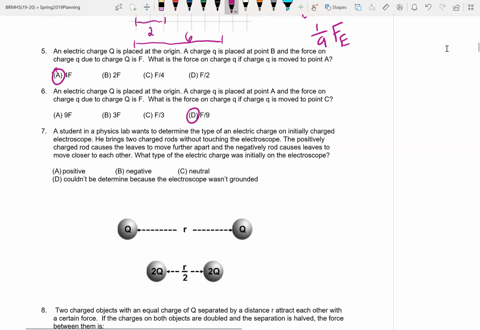And a student in a physics lab wants to determine the type of electric charge on an initially charged electroscope. An electroscope is already charged up with something. He brings 2 charged rods without touching the electroscope. The positively charged rod causes the leaves to move further apart. The negatively charged rod causes the leaves to move closer to each other. What type of electric charge?